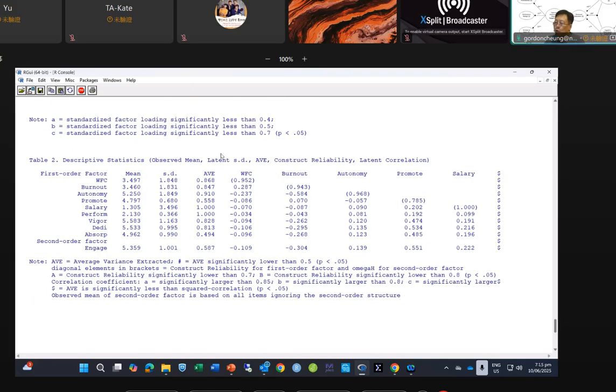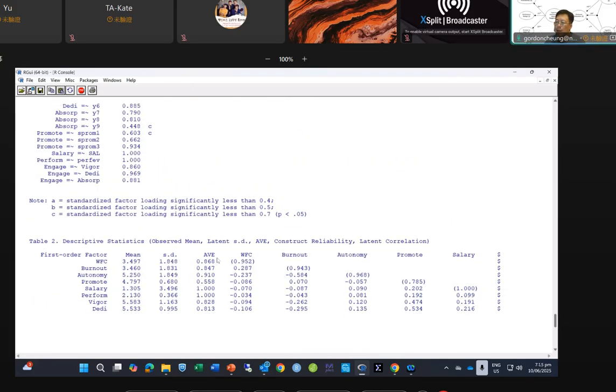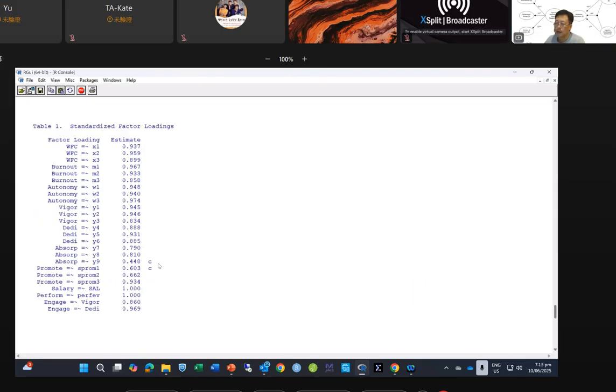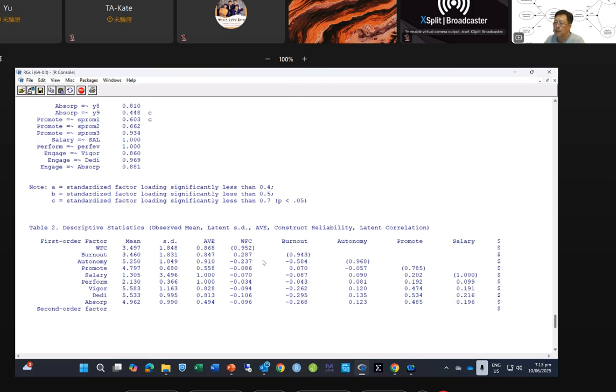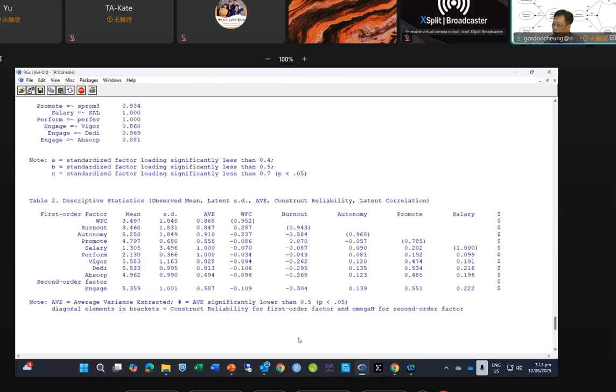So in terms of convergence validity, we have minor concerns because we have two items which have standardized factor loading significantly lower than 0.7. But these are only minor concerns because they are not significantly lower than 0.5.